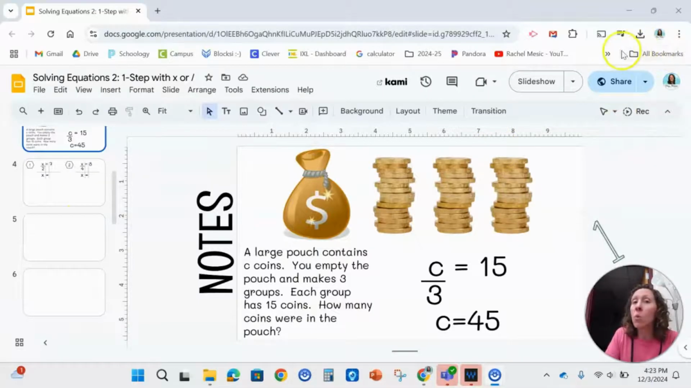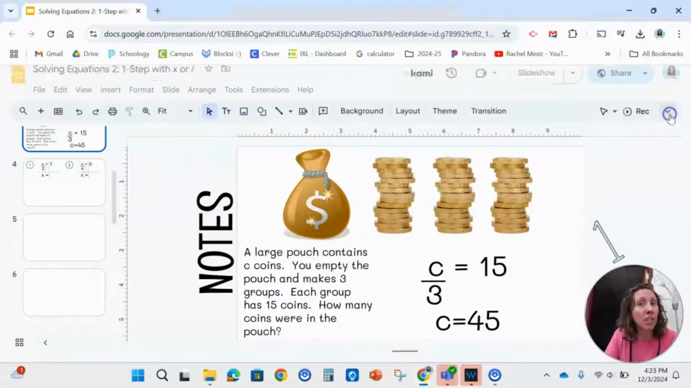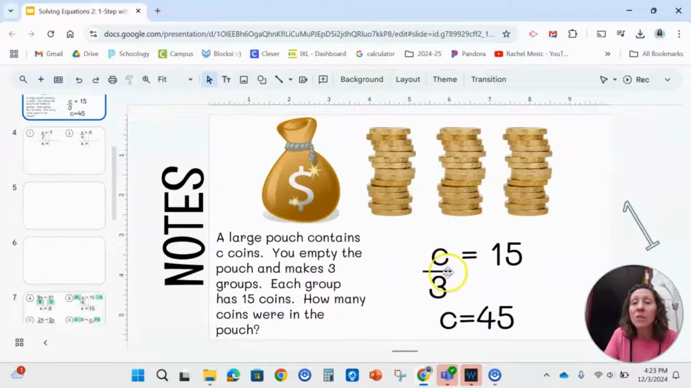Now let's take a peek at one-step equations that have a fraction bar in the question. So a fraction bar really means division. All right, so let's say we have this large pouch of coins, and we dump the coins out, and we make 3 piles. And in each of those piles, there's 15 coins. So what that really means is we split this pouch into 3 equal parts, or thirds. And in one of those 3 equal parts, we have the 15 coins.